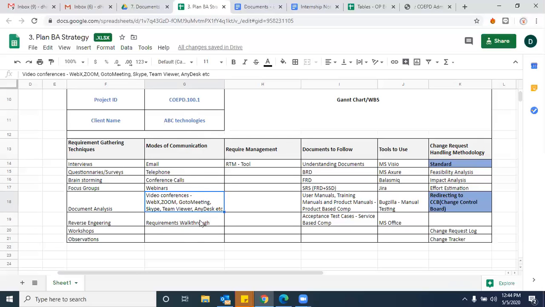It is all about preparing just a strategy. It's not about how to use all these things, you don't need to discuss that here, but what sort of modes of communication, what sort of elicitation techniques you are planning to execute in the project execution phase, that you need to decide here. And see, requirements management tool.